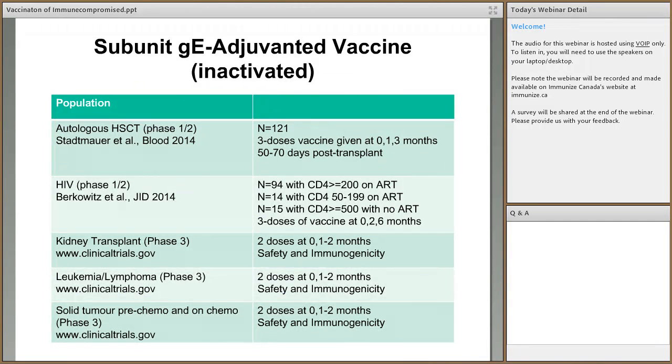And there are several trials underway in special immunocompromised populations with this inactivated vaccine, and these include kidney transplant patients, leukemia, lymphoma patients, as well as solid tumor patients before chemo and on chemo. So we hope to have some more information about how this vaccine behaves in immune-compromised groups in the next 1 or 2 years.